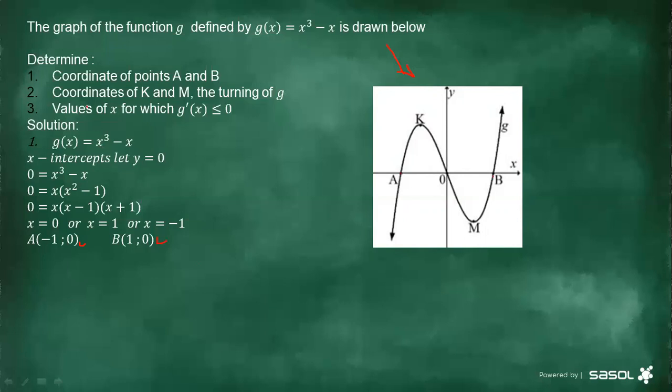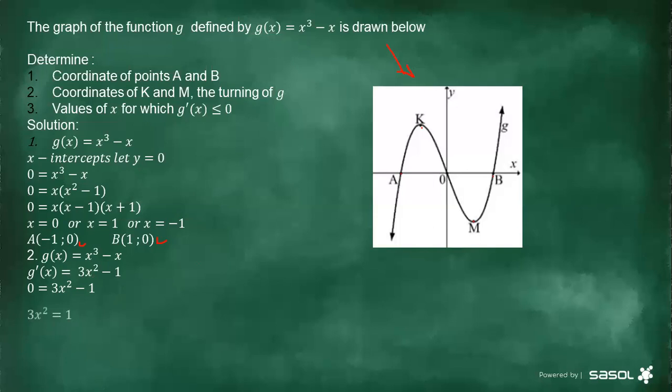And the second question asks for the coordinates of K and M. Let's look for K. K is the turning point. M is also a turning point. Remember, we are going to apply the same procedure on how we determine the values of x for stationary points or turning points, then the values of y. So you take the original equation, then you do the derivative, which is going to be 3x squared minus 1. Then you equate it to 0 so that you can solve for the value of x.